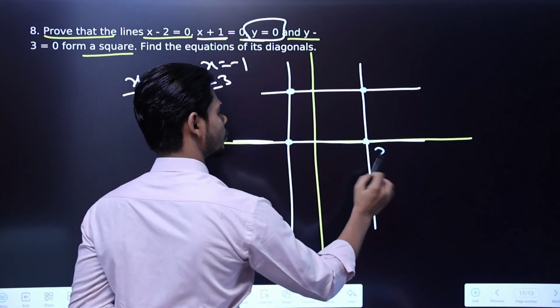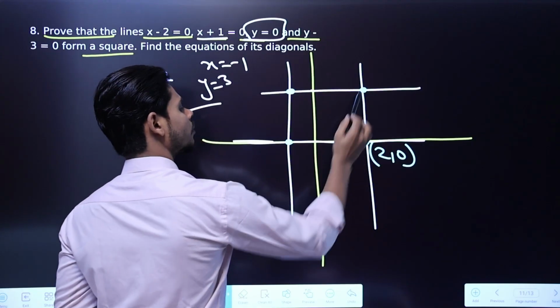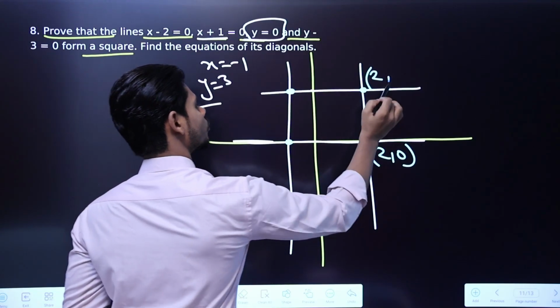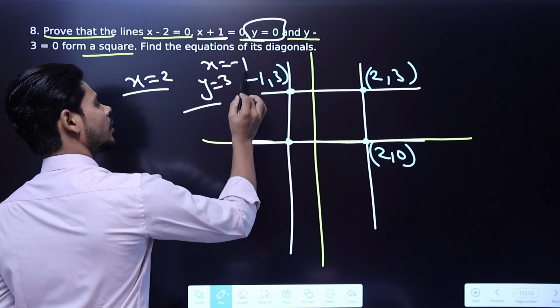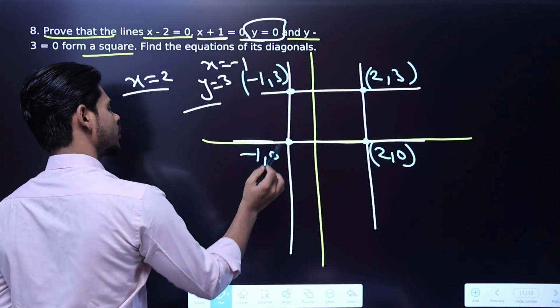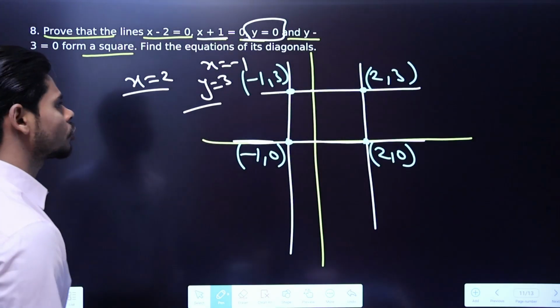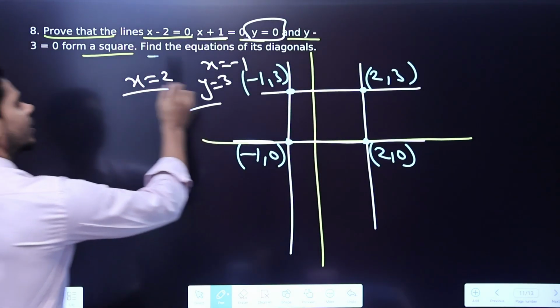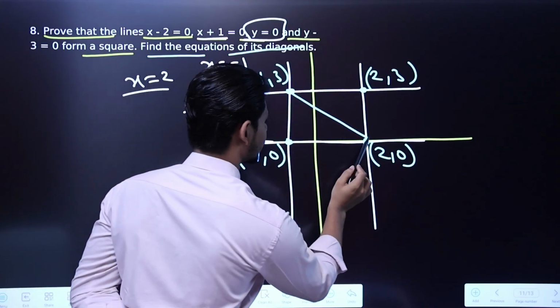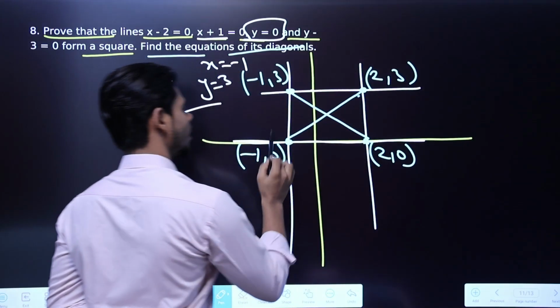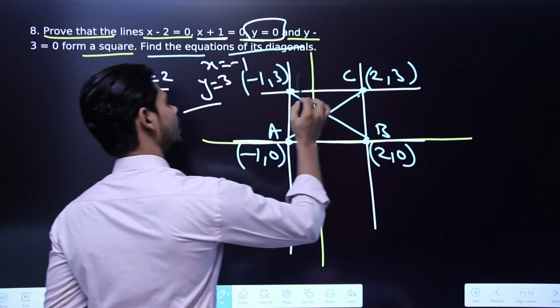Let's first find the coordinates. Because x is 2, this one will be 2 comma 0. This one will be x is 2 and y is 3, right? So here x is negative 1, y is 3, then this point is minus 1 comma 0. Now we know the coordinates of this square. Now we need to find the equations of the diagonals. So we have two diagonals over here. This is your diagonal and this is your diagonal. Let's say A, B, C, D.